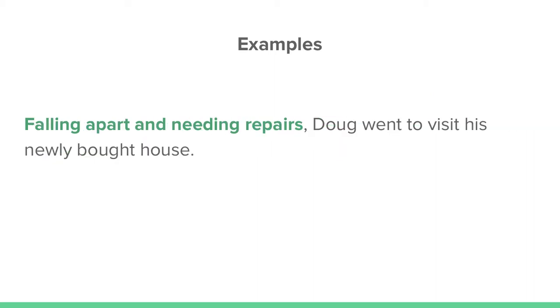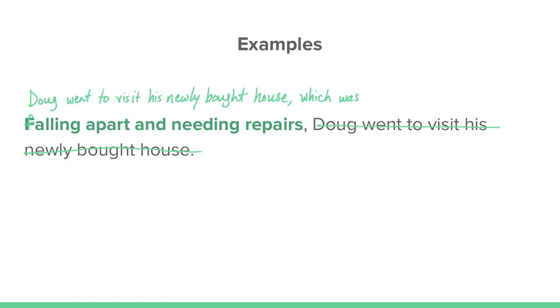Last example. Falling apart and needing repairs, Doug went to visit his newly bought house. So right here, Doug is the subject of the sentence, so we need to fix that. What if we fix it this way? Instead of having the Doug went to visit his newly bought house after the modifier, what if we have it, Doug went to visit his newly bought house, which was falling apart and needing repairs.